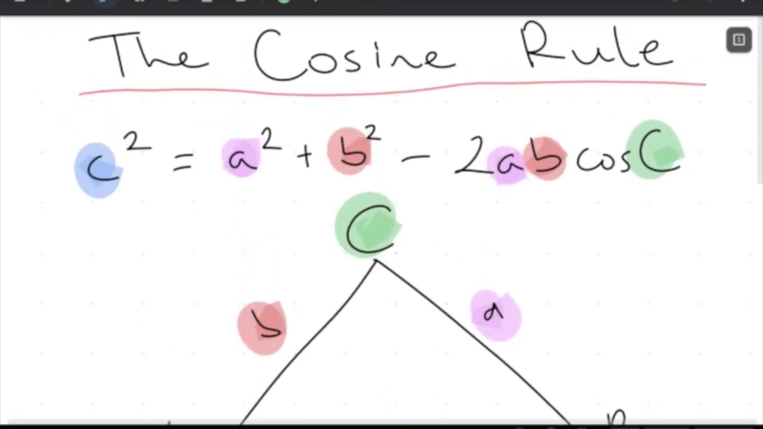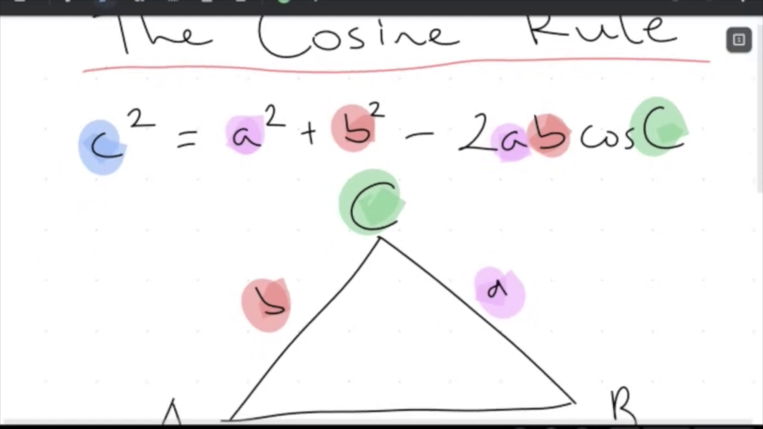In the next video, we're going to derive it, actually come up with this rule, if anyone's interested. But in this video, we're just going to introduce this rule and go straight into using it in order to find unknown sides and angles of non-right angle triangles.